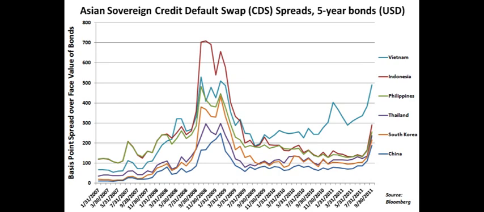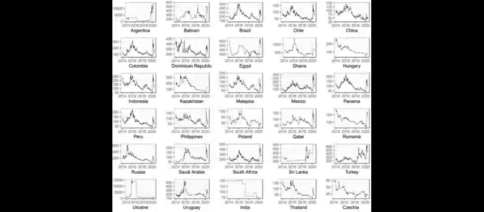A higher spread indicates that the market perceives a higher risk of default by the government, while a lower spread indicates that the market perceives a lower risk of default. Investors, such as hedge funds and institutional investors, use sovereign CDS spreads to hedge their exposure to government debt and to speculate on changes in the creditworthiness of a government. Sovereign CDS spreads are also used by rating agencies to assess the creditworthiness of governments and to assign credit ratings.